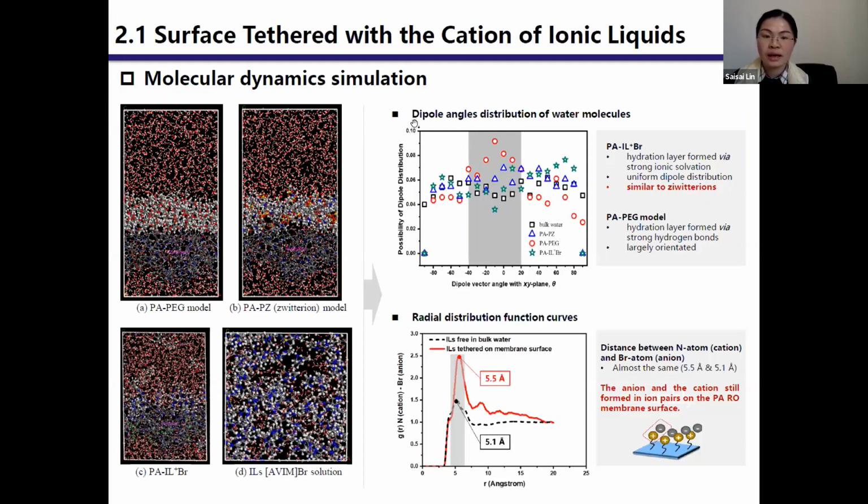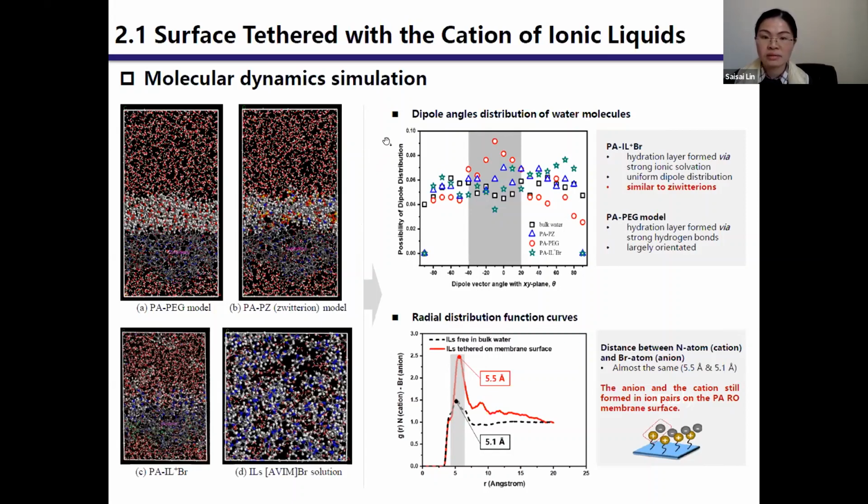So first, we established 4 models by molecular dynamics simulation. First is the PA-PEG, that means we grafted the PEG onto the PA surface, and then the PA-PZ, where we grafted the zwitterion onto the surface. The third is the PA-IL bromine, that is we tested the cation, the ionic liquid cation, onto the PA surface.